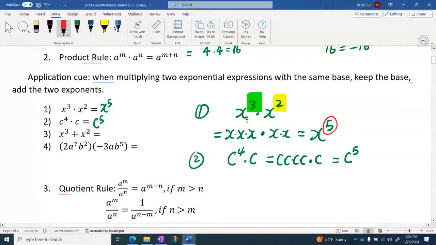If we have a multiplication, it is the product of two exponential expressions with the same base. To save time, we don't have to always write x times x times x and a bunch of x's and count the number. We can just understand it and then simply keep the base x and take the sum of the two exponents. 3 plus 2 is 5.